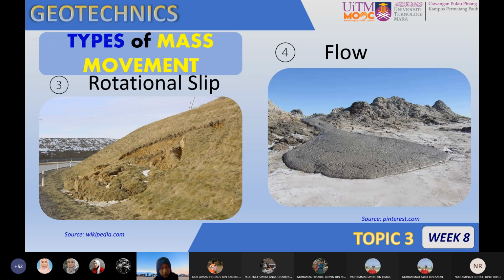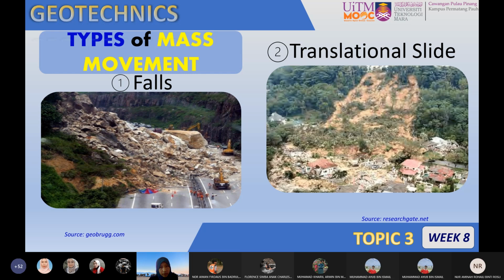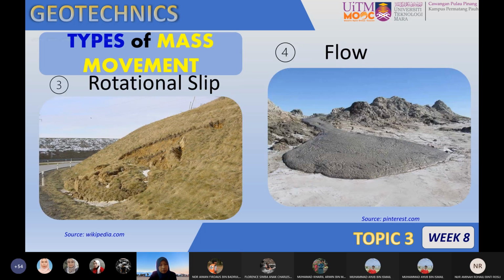If you compare the rotational slip and the translational slip, there is also a difference in the pattern of the slip surface itself. The rotational slip may give you a curved shape of the slip surface. However, the previous translational slide has a planar surface, or the same line direction of the slip surface. And also the rotational slip may happen in soft rock or cohesive soil.